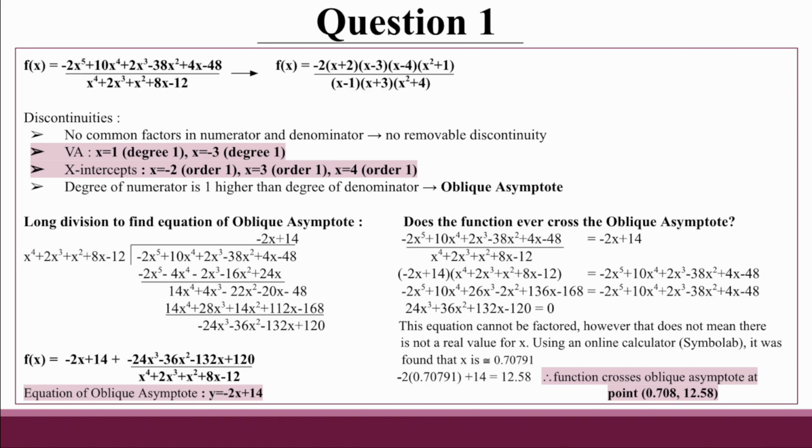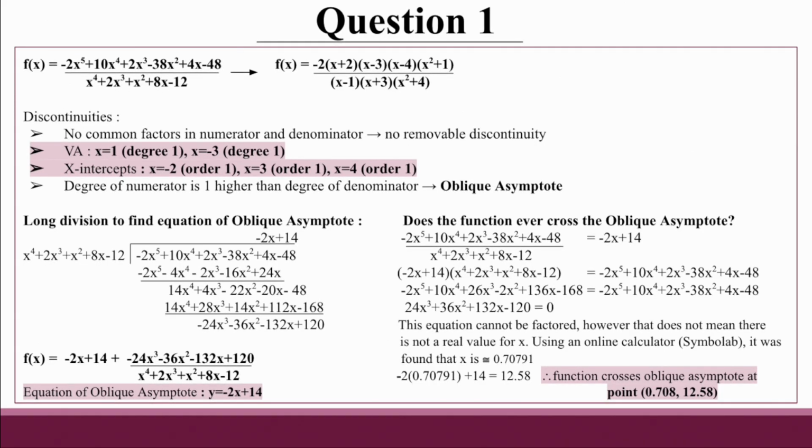Since there are no common factors in the numerator and denominator, there are no holes. So let's take a look at the denominator for the vertical asymptotes. There are two factors that can be set to 0. For x minus 1, x equals 1 is a 0, and for x plus 3, x equals negative 3 is a 0. For x squared plus 4, there is no value of x that will make this factor equal to 0. Therefore, there are two vertical asymptotes at x equals 1 and x equals negative 3.